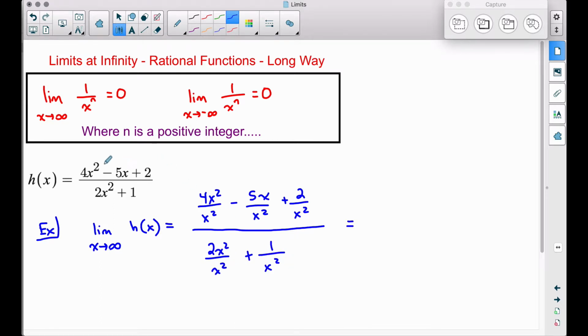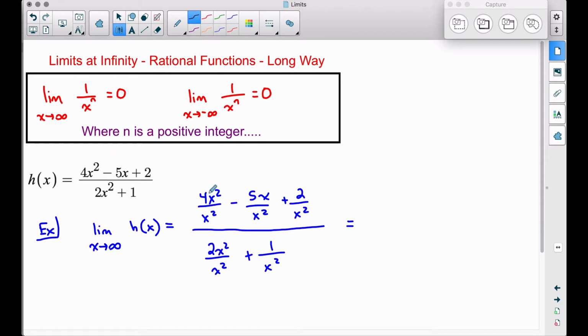So there we go. As you can see, I took each term in my numerator, 4x squared, negative 5x, and 2, and we divided them all by x squared, and then we did the same thing to our two terms in the denominator. Again, it's all based off the degree of our denominator, x squared. That's how I got these pieces here. Now, let's take this rule up here, and let's apply the limit to each piece individually.